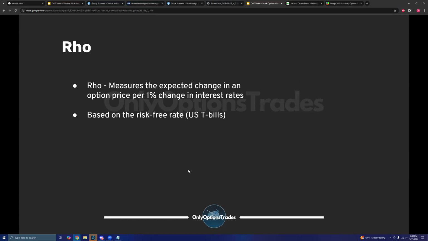Okay, the last one that I wanted to cover is called Rho, which is one that, if you forgot about it after this lecture, it wouldn't really cause you any problems. Rho measures the expected change in an option price per 1% change in interest rates, and it is based on the risk-free rate or US Treasury bills.